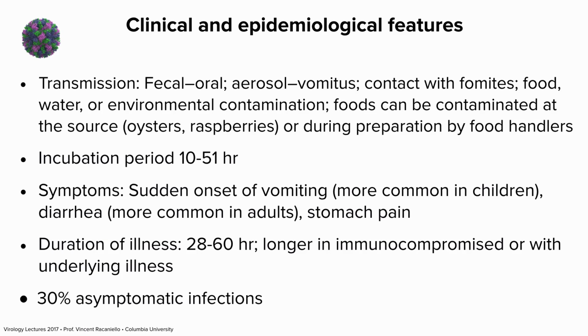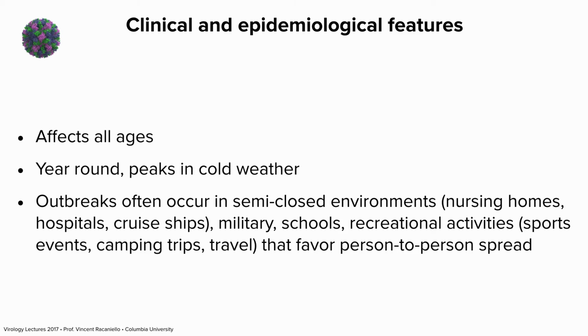They can contaminate it. This virus infects all ages, and it is found year-round. It does peak in cold weather, but you can find norovirus infections all year round. And the outbreaks often occur in semi-closed environments, like nursing homes, hospitals, cruise ships, all these places where lots of people gather together, and you can get good person-to-person spread. And these are things that we've done more of in the last 40 years or so, nursing homes, daycare centers, and so forth. We didn't have so many of those many years ago, and so the proliferation of these has also caused an increase in the cases of norovirus.